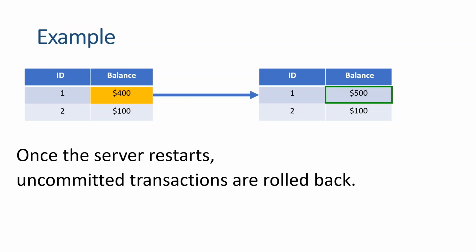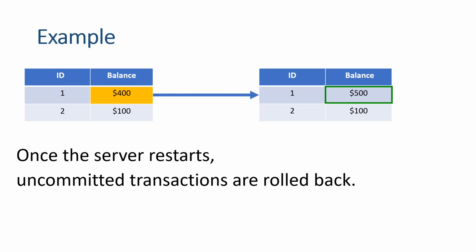Once they restarted the SQL Server, all these uncommitted transactions are rolled back. So this particular transaction is ensuring the ACID properties of transactions. Now how? Atomicity is ensured by rolling back the entire transaction. Consistency is ensured by reflecting $500 in my balance, which is the initial amount before starting the transaction. So consistency is also ensured.